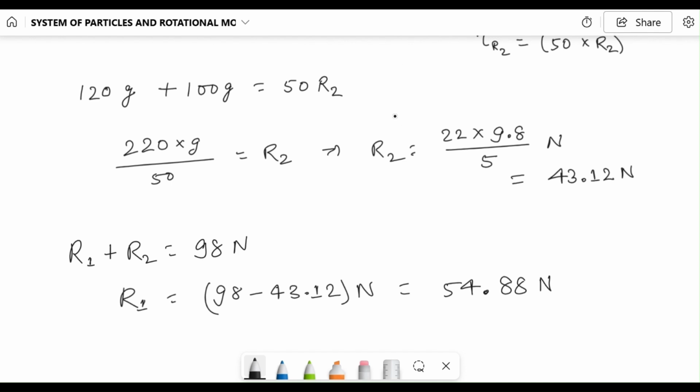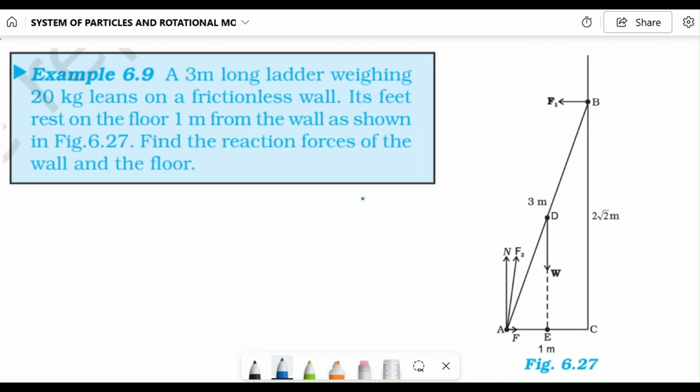Now moving to the next example. So here we have the next example. A 3-meter long ladder weighing 20 kg leans on a frictionless wall. Its feet rest on the floor 1 meter from the wall as shown in figure 6.27. Find the reaction forces of the wall and the floor.